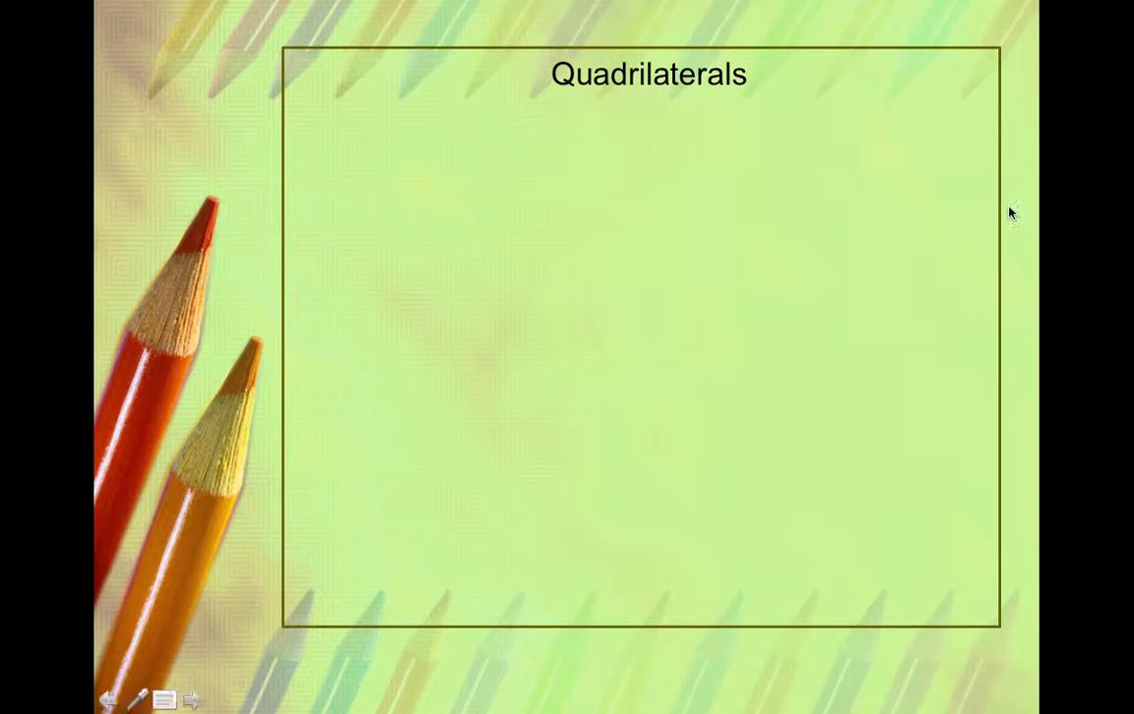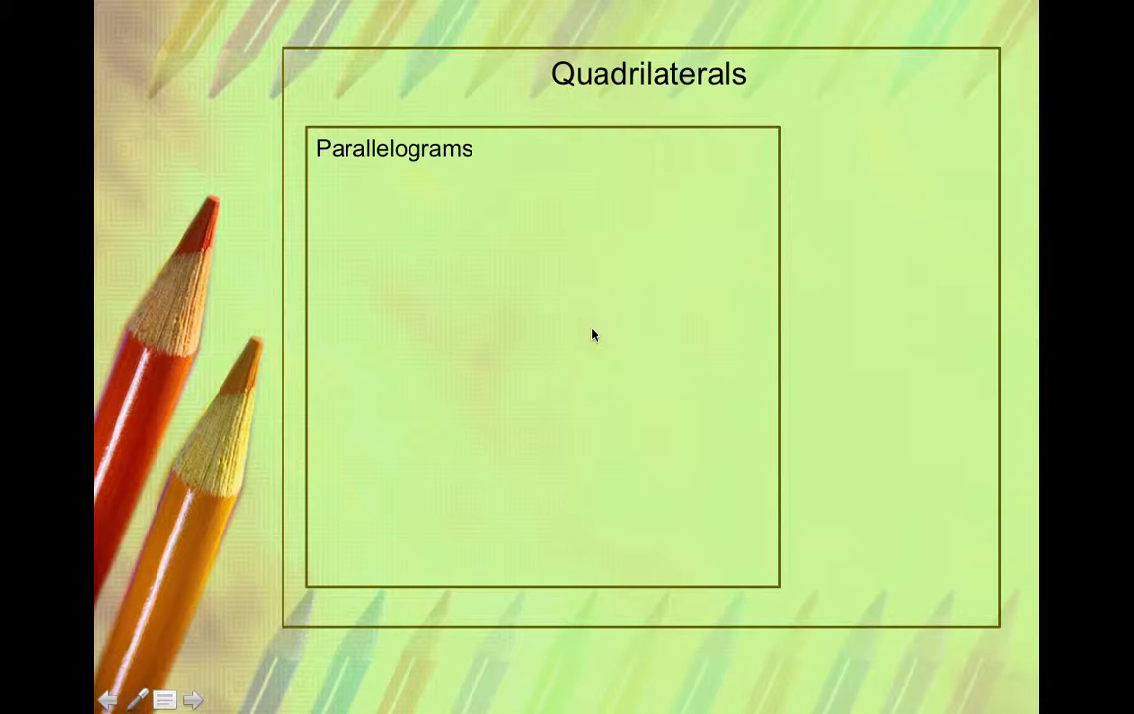This square represents all the group of quadrilaterals. So let's visualize that all quadrilaterals that exist live inside this square or four-sided figure. So all quadrilaterals live in here. Inside the group of quadrilaterals, there is a special type of quadrilateral called a parallelogram. Now, not all quadrilaterals are parallelograms, but the ones that live inside of here are parallelograms.